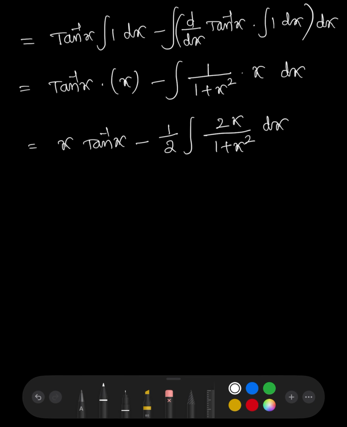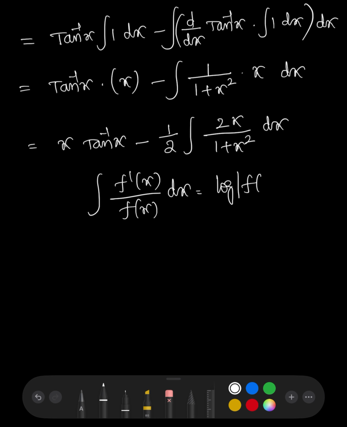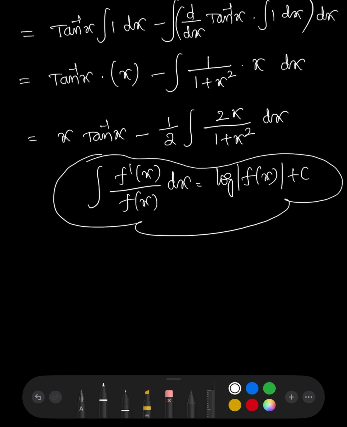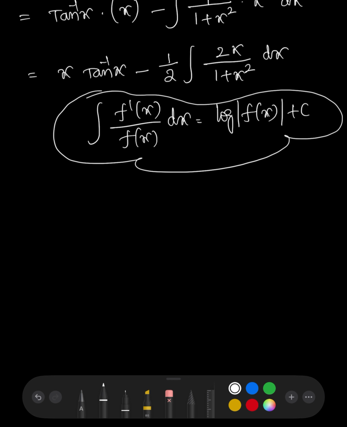Now see this one, it is in the form of integration of f dash of x by f of x dx. What is integration of f dash of x by f of x? That is log mod f of x plus c. So this is the formula which we can use here. So based on that, what is the derivative of 1 plus x square? 2x. So it is very clear that x into tan inverse x minus 1 by 2, this value we can write as log mod 1 plus x square plus c.